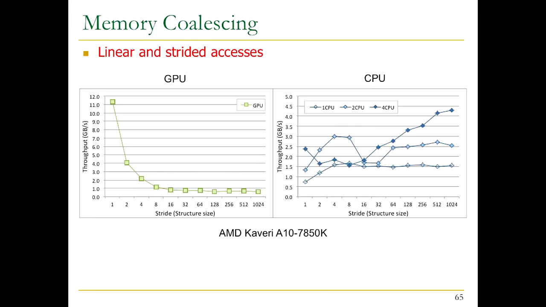These results have been obtained on an AMD Kaveri. It's an integrated CPU plus GPU system, so we have both devices in the same chip. So that's why I think it's interesting to compare how the performance might be very different depending on how the data is organized and depending on which size we are accessing that data.